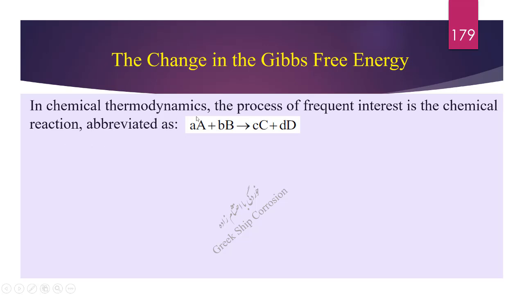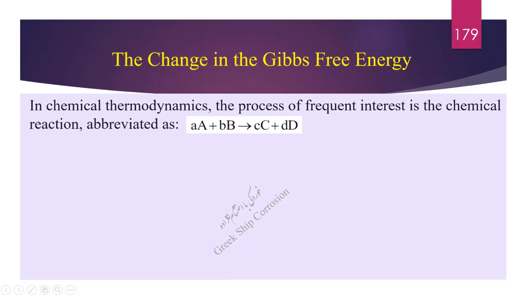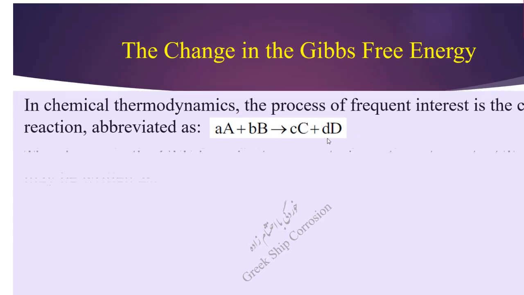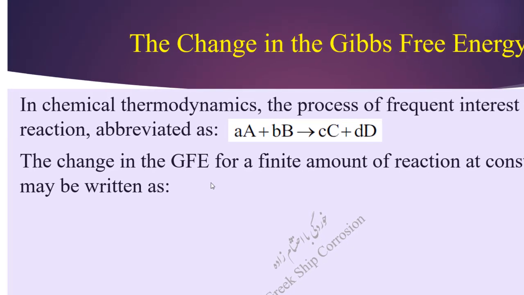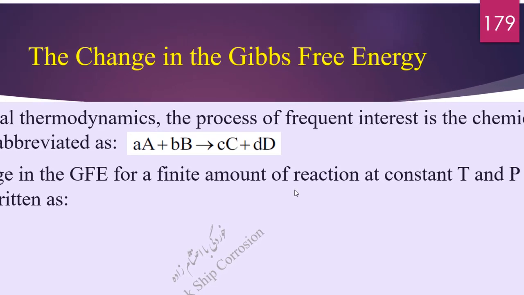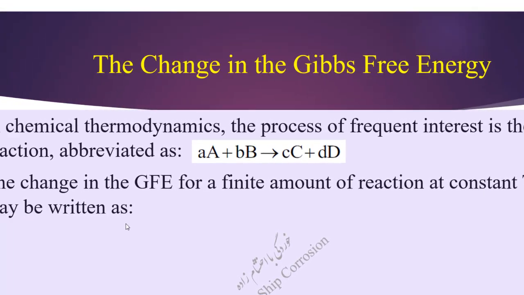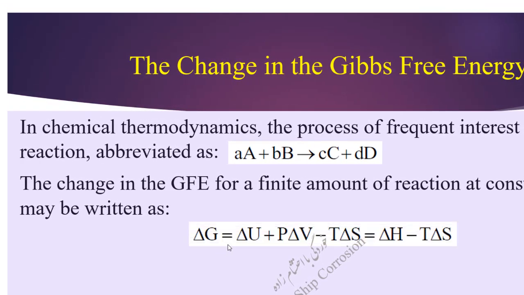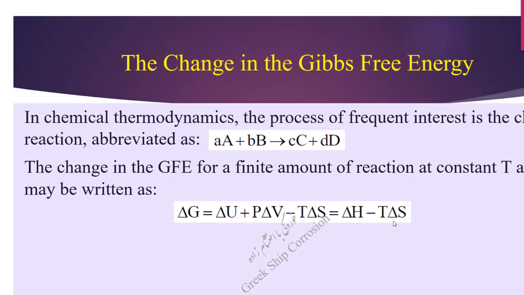In chemical thermodynamics, the process of frequent interest is the chemical reaction abbreviated as a molecules of A plus b molecules of B reacts to yield c molecules of C plus d molecules of D. The change in the Gibbs free energy for a finite amount of reaction at constant T and P may be written as delta G is equal to delta U plus P times delta V minus T times delta S is equal to delta H minus T times delta S.